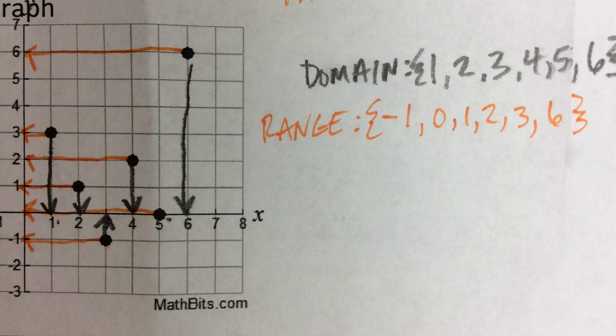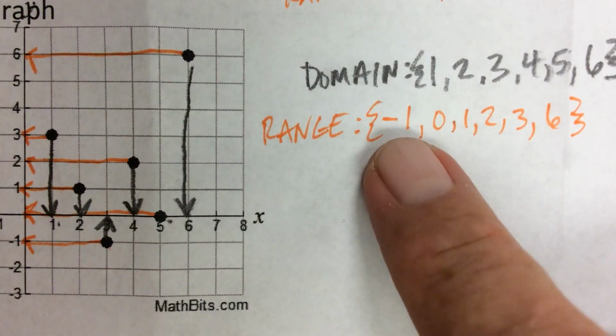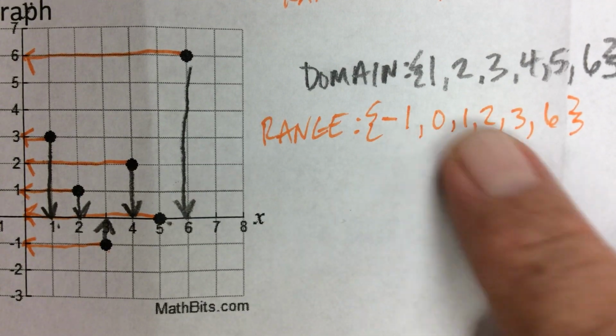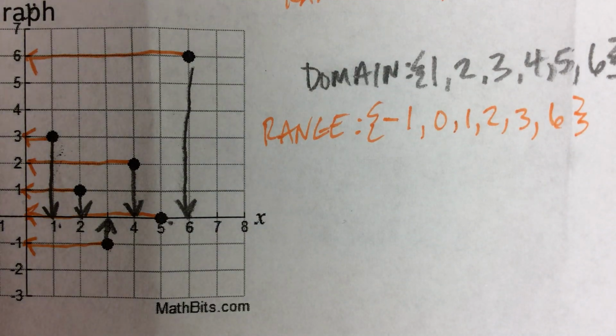So I have found the domain and the range of this graph, right? These are all the possible x values right here, possible x values of this graph. The range, these are all the possible y values that could make up this graph or this relationship. Finally, is this graph a function or not? And tell me why.